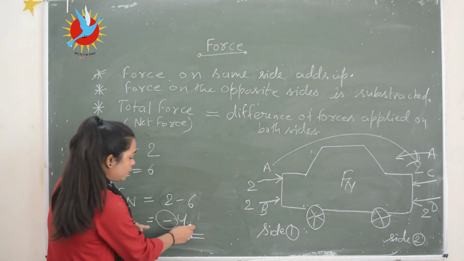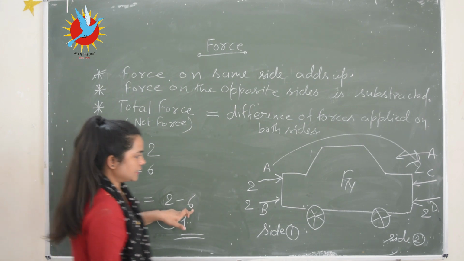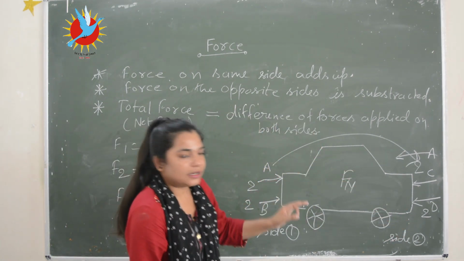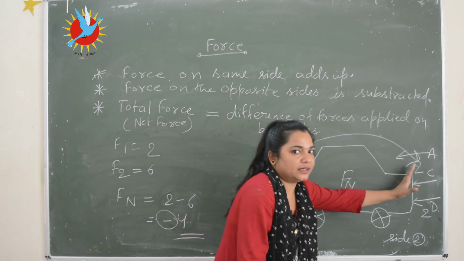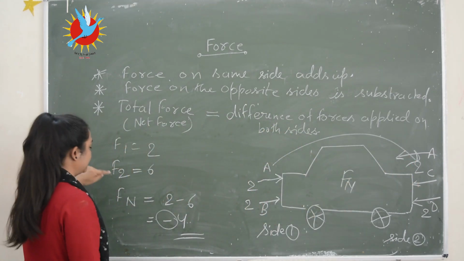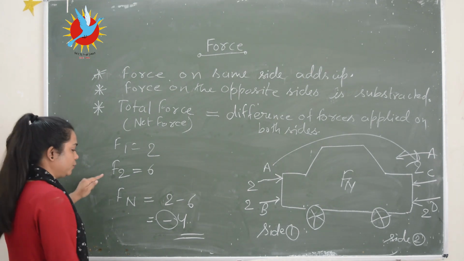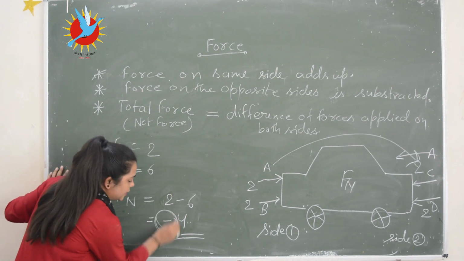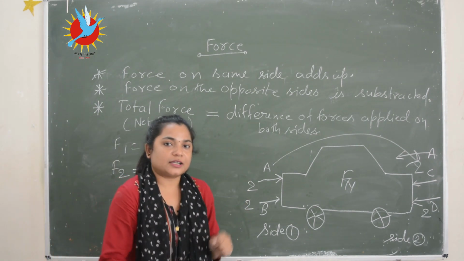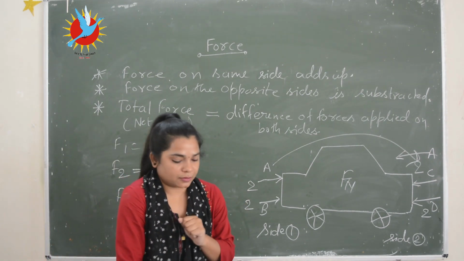Now see, the second force, that is the force on side 2, is dominating, and that is why the car will move in the direction of force on side 2, or in the direction of force F2, and that is why this negative sign is here. So please remember, the car will move in the direction of the force that is larger.